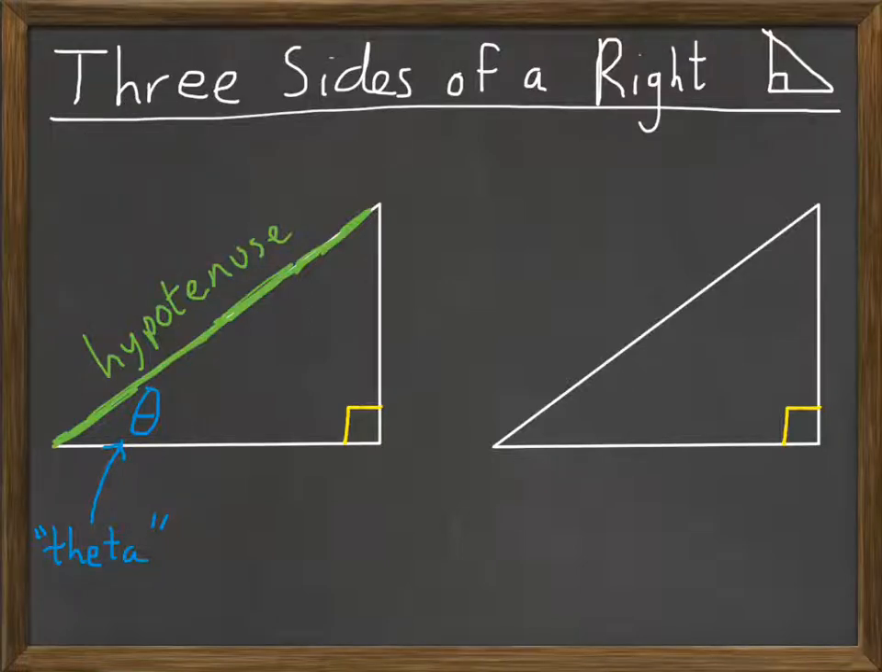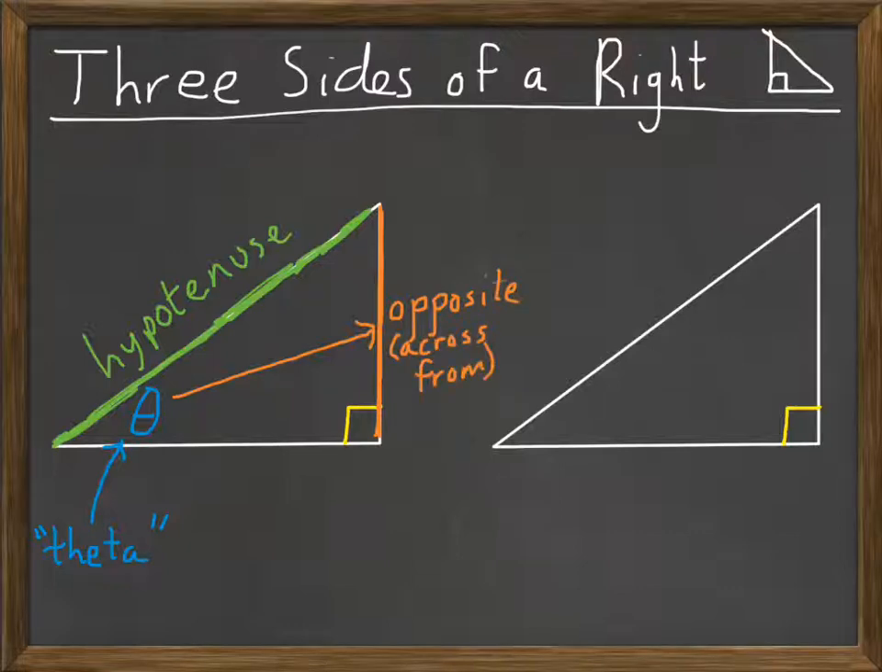Alright, so that side is the longest side of the right triangle, and it's always across from the right angle. That side never changes. The other two are relative to where my angle theta is located. Okay, so across from the angle theta is the side called the opposite. Opposite means across from, like if you're on the opposite side of the room from me. So the side opposite from theta is called the opposite.